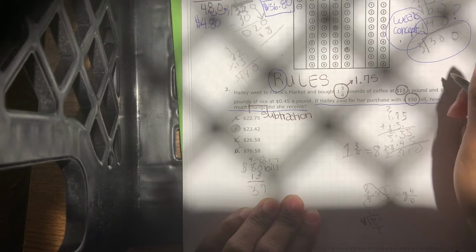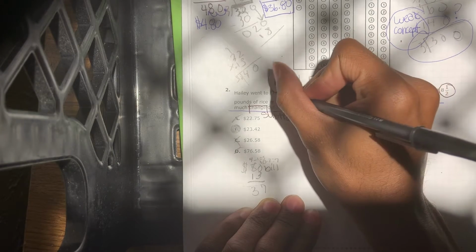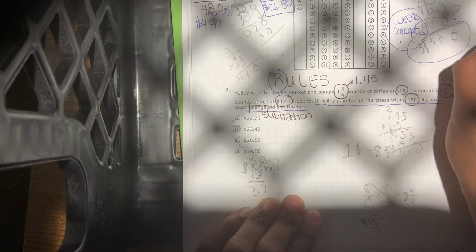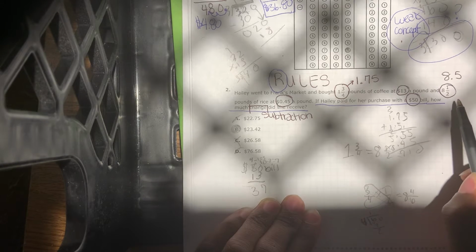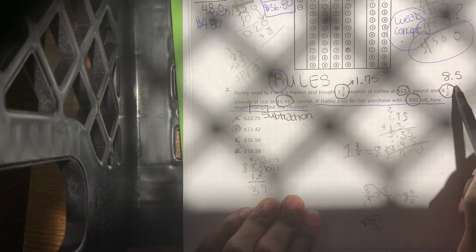We'll circle $13 a pound, and 8 1/2 pounds of rice at 45 cents a pound. Okay. So we have 1.75, we have $13, and then we have 8, which is 8.5. Okay, 8 1/2 would be 8.5, because 1/2 is always 50%. So we can convert that to a decimal. So now we have 1.75, 8.5, 13, and 0.45. This is already in decimal value.